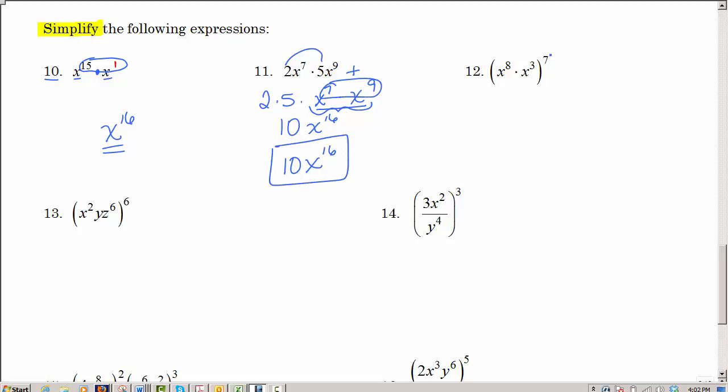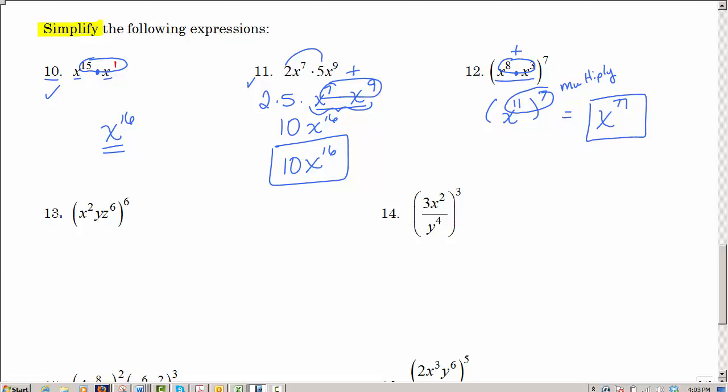Number 12, I could multiply there, but let's work inside the parentheses first, because since I have the same base being multiplied, I can keep the base and add those exponents. That's the same rule property I used on number 10 and number 11. Kept the base, added the exponents. But now I have another property. Now I have one base, a power to a power, and I can multiply those exponents, and I get x to the 77th power.